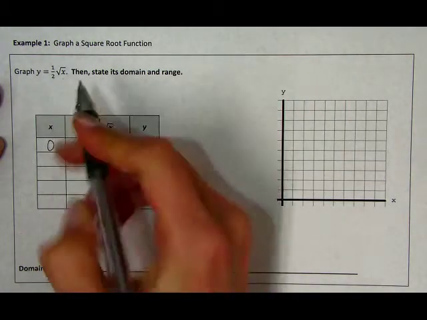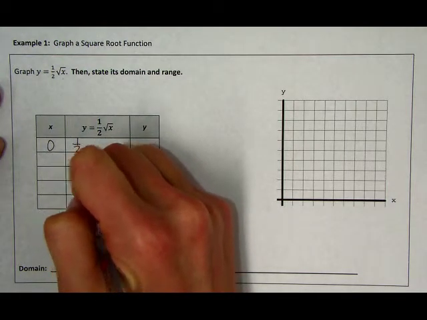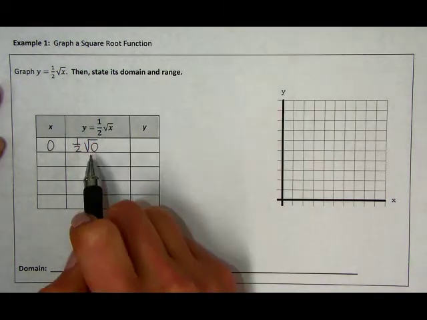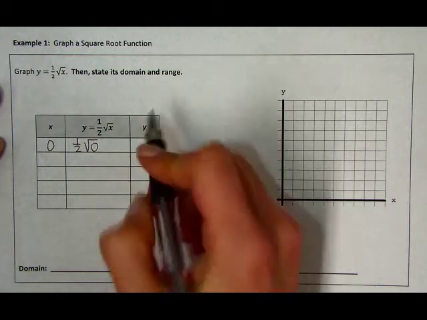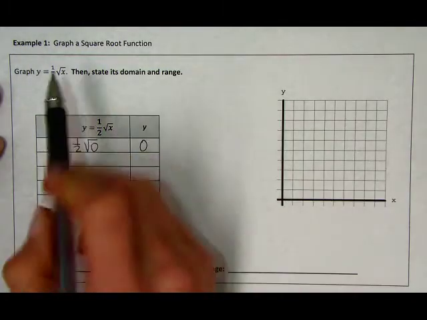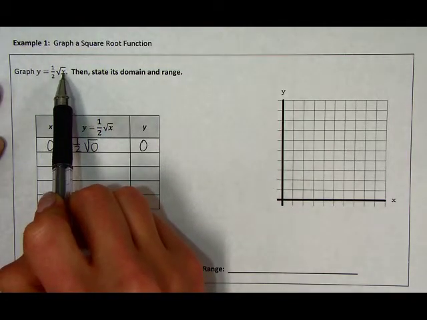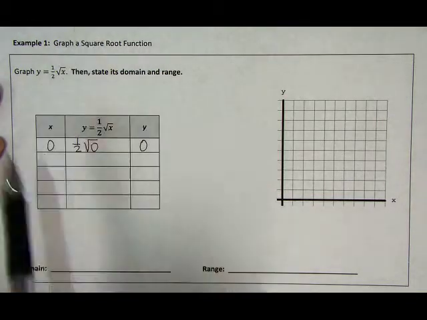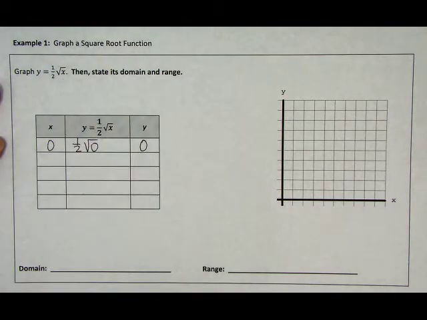we have 1/2 times the square root of 0. Well, the square root of 0 is 0, and 0 times 1/2 is 0. So if we plug in 0, that's our starting point, because we can't have negative numbers. We plug in 0 and we get 0 back out.